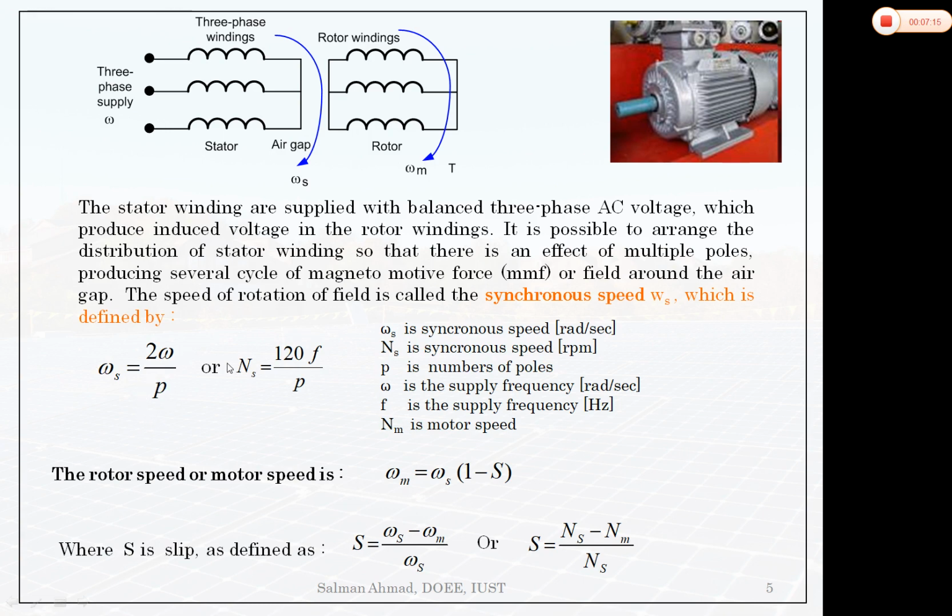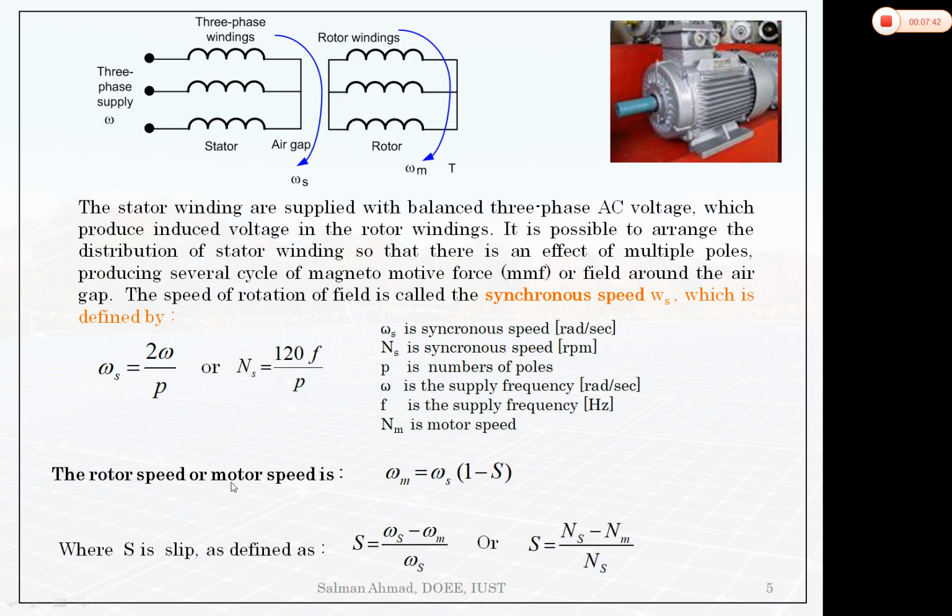Or in revolution per minute, we can write 120 f upon p, where f is the supply frequency in hertz, p is the number of poles. So for example, we are having a two pole machine. Normally in India, f is 50 hertz. So if we substitute 2 here, that will be 3000 rpm. Similarly, if we are having a 4 pole machine, this synchronous speed will be 1500 rpm.